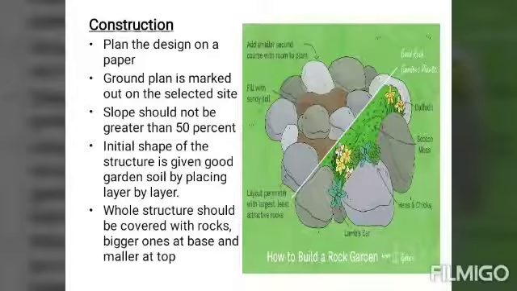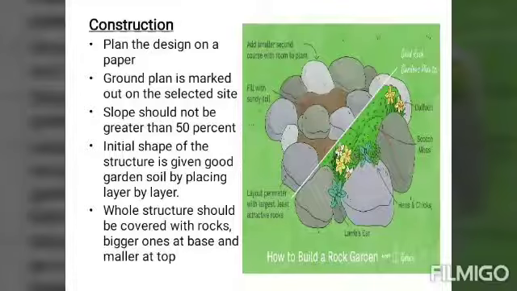And after that the initial shape of the structure is given with good garden soil by placing layer by layer. Okay. And then after that the hill range should be 2 to 3 times taller than man's height, according to the balance in the garden, to balance the garden. So the hill range, agar hilly area hai, so it should be 2 to 3 times taller. And the slope, we already have discussed that it should be 50%. And the initial shape, that also we have already discussed, good garden soil by placing layer by layer.